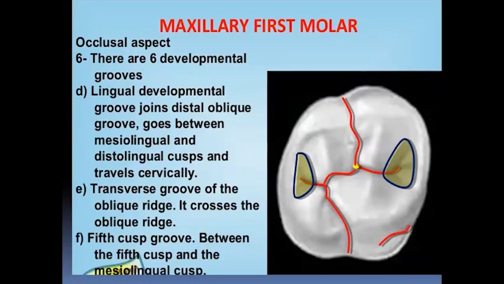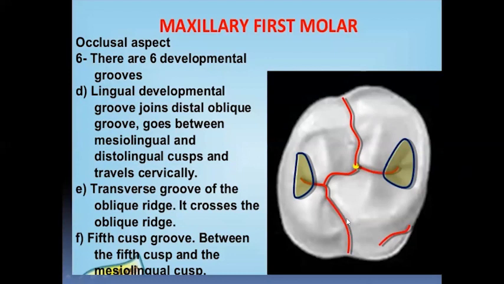Fourth is the lingual developmental groove. This is the lingual developmental groove. The lingual developmental groove joins the distal oblique groove, goes between the mesiolingual and distolingual cusps, and travels cervically.